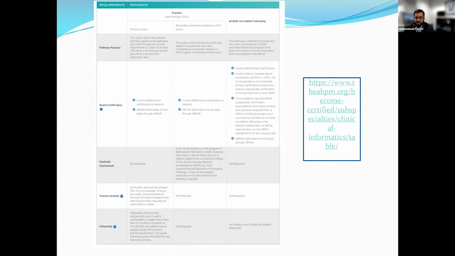For the practice pathway, what are the practice activities required? 36 months is the minimum requirement, at least 25% of their time, basically 10 hours per week, in informatics activities. So these are the requirements, as you can see, but completing a master's degree helps.